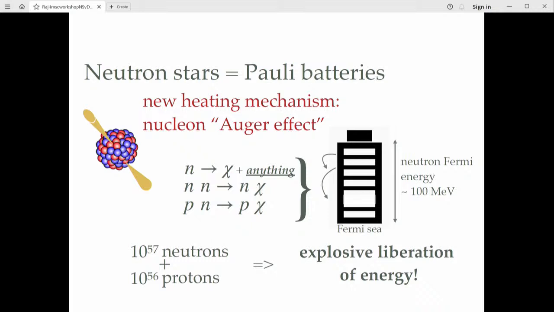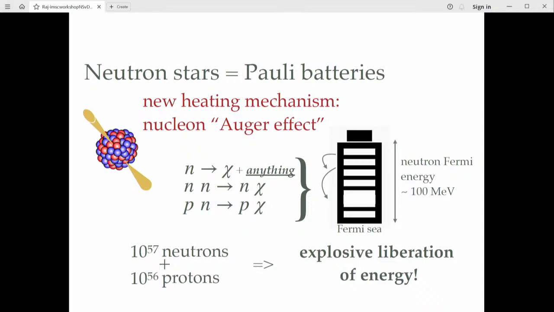And nature abhors holes, as we know. So when you create a hole, all the other energy levels above are going to fall down to fill up the hole very quickly. And in physical space, you create an actual hole. The surrounding neutrons are going to rush in to fill up that hole. That's going to lead to a frenzy of electromagnetic and kinetic energy being dumped into the material of the star.